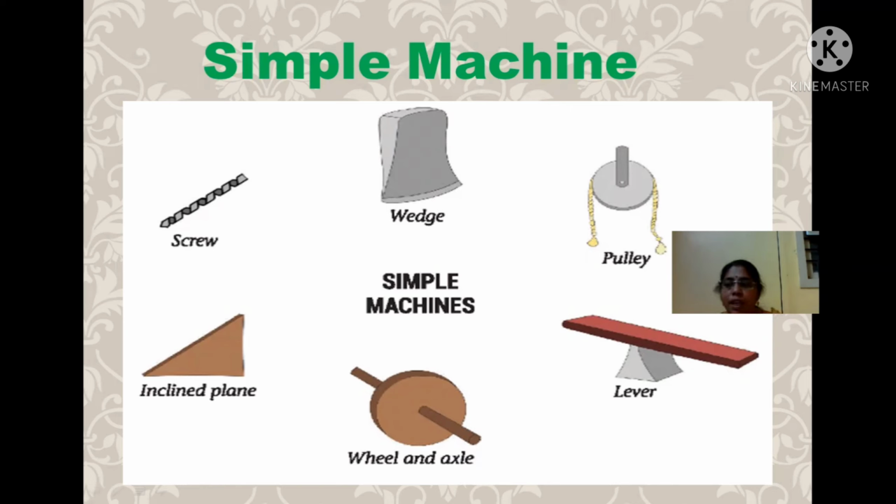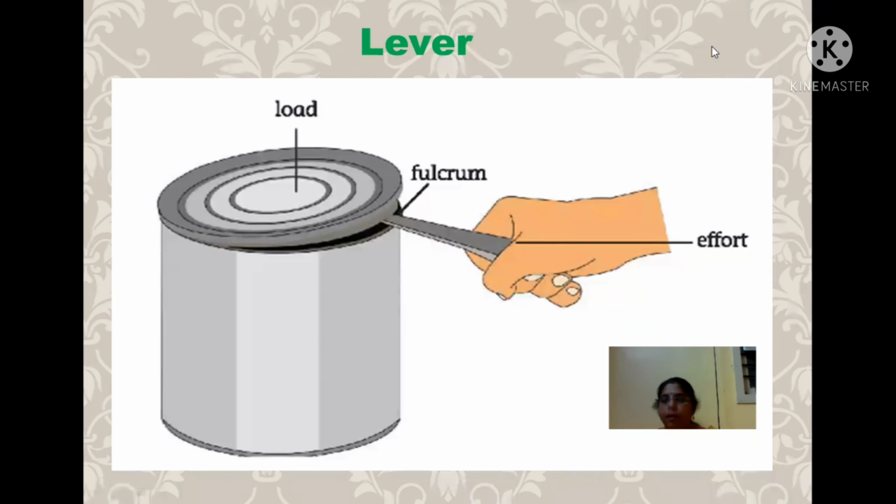We use various types of simple machine in our daily lives. The common types of simple machines are screw, wedge, pulley, inclined plane, wheel and axle, lever. A lever is a bar that lifts or moves a load by applying effort at one end. The bar rests and moves on a support called fulcrum.